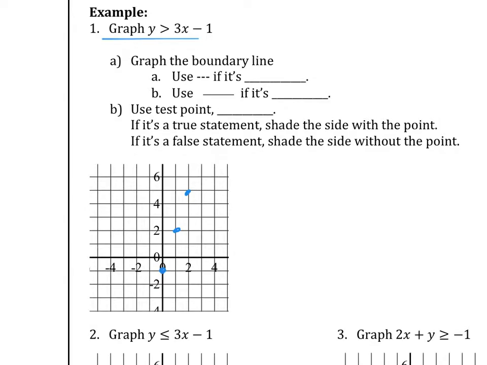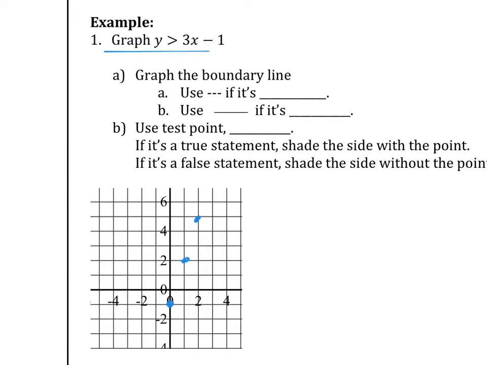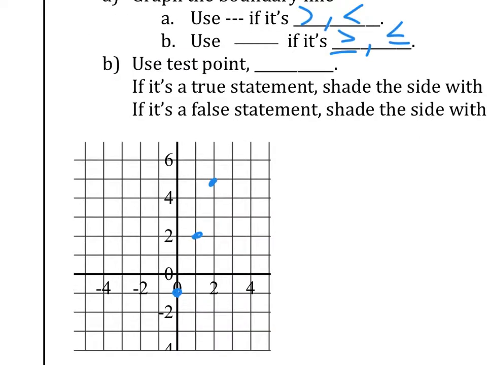However, this is an inequality, so we cannot just graph a solid line. We have to check. If it's greater than or less than, we're going to use dotted lines. If it's greater than or equal to or less than or equal to, we're going to use a solid line. So in this case, is it going to be dotted or solid? Dotted, very good. So we're going to put dotted lines on here. We're saying it's not equal to, so we're not going to include that line.